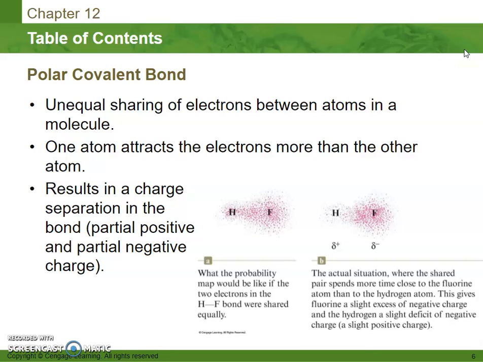Polar covalent bonds happen when the electrons are not shared equally amongst the two atoms that make up that molecule. So one of them has possession of the electron a lot more than the other one. So it draws that electron to it more than the other. And the result is a charge within the molecule. One region is slightly positive and one region is slightly negative. It's not fully negative or fully positive. It's just this area is a little more positive and this area is a little more negative.